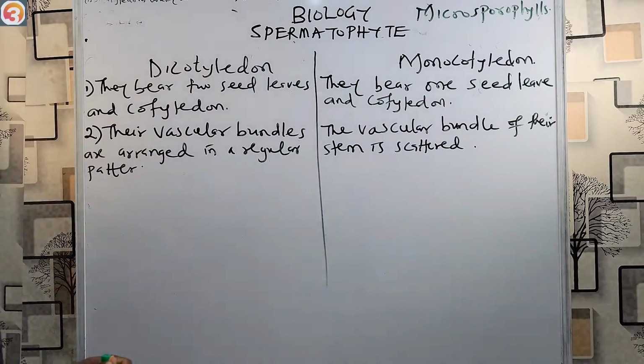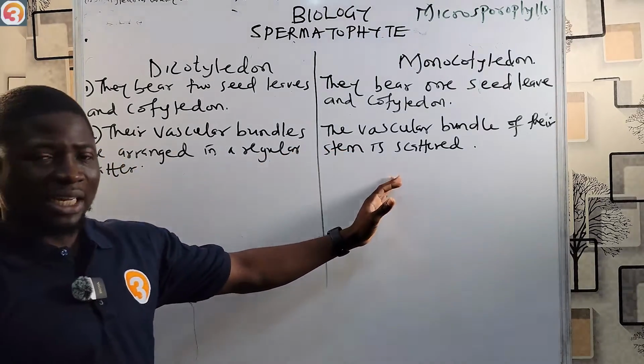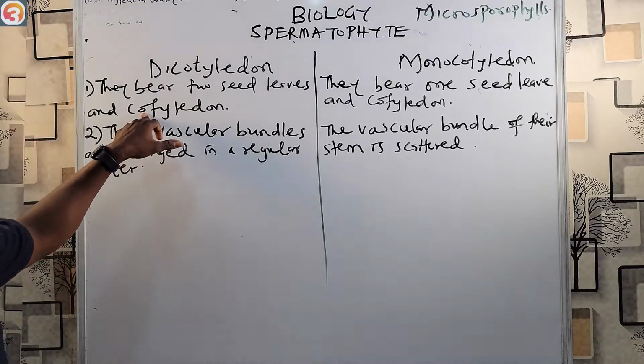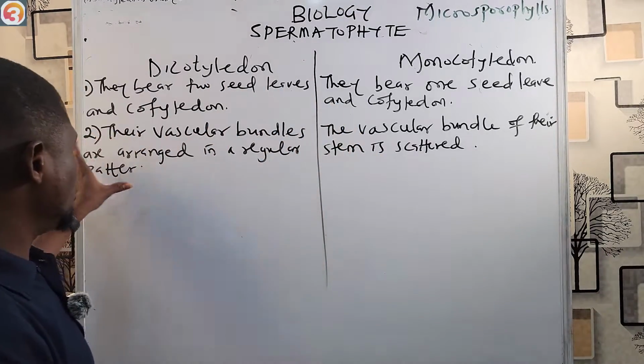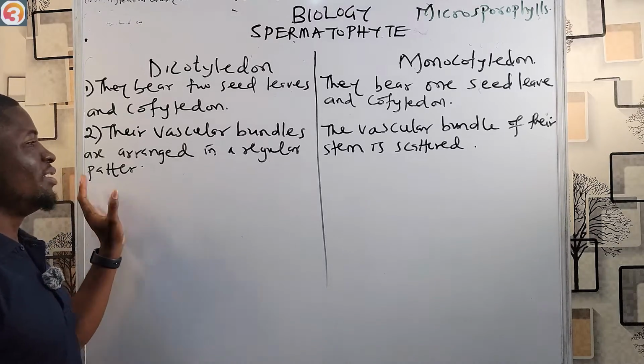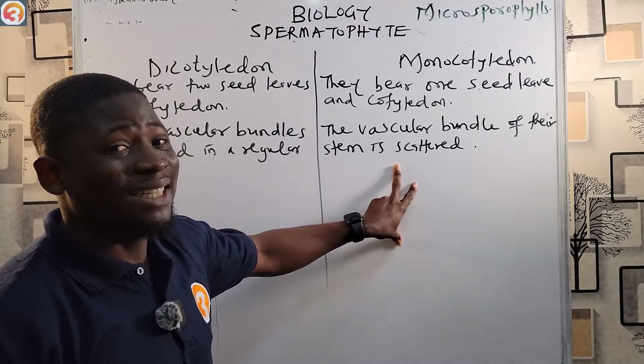All right. So this is the second difference between the dicot and the monocot. Number one, we say they bear two seed leaves, the cotyledon. This one bears one seed leaf, the cotyledon. Then two, we say the vascular bundles are arranged in a regular pattern, while this one, the vascular bundle of their stem, is what? Is scattered.